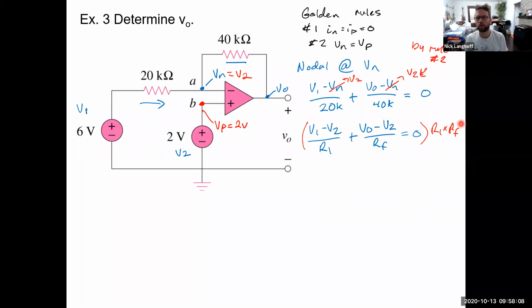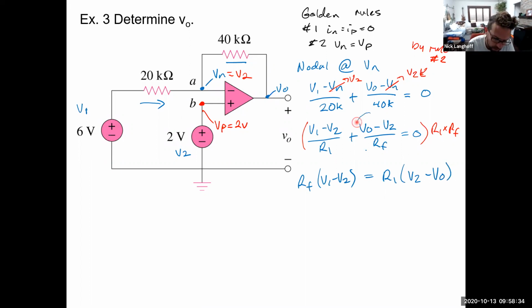And what we're going to do is arrive at a general relationship here. So we get that RF times V1 minus V2 is equal to R1 times V2 minus V naught. All I did was take this term here, that was V naught minus V2, and move it to the other side so that the order changed. So it's V2 minus V naught.